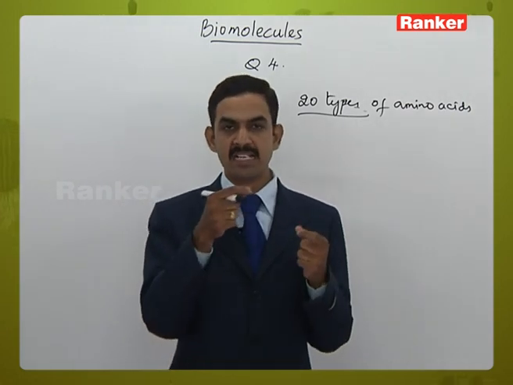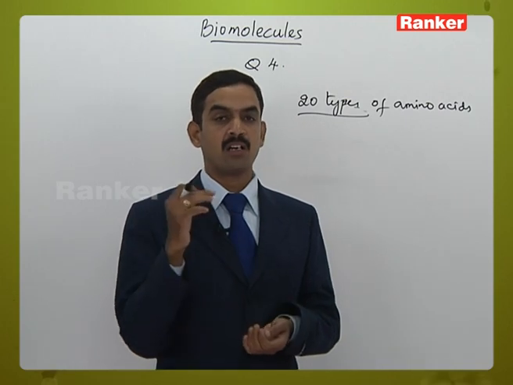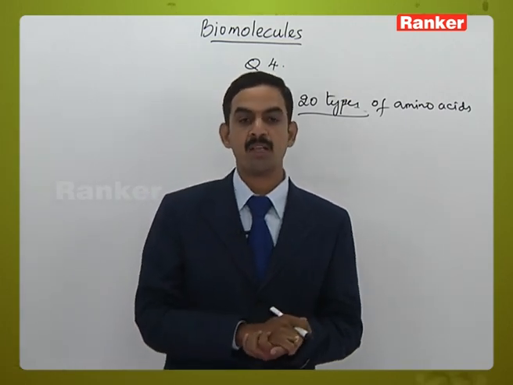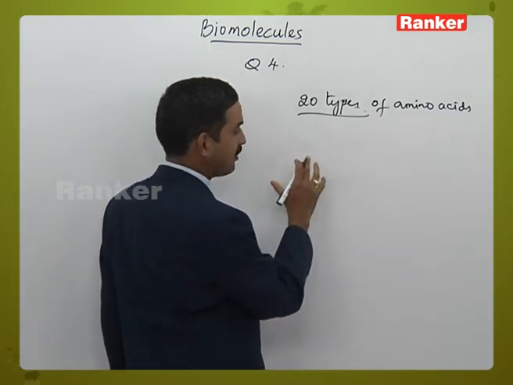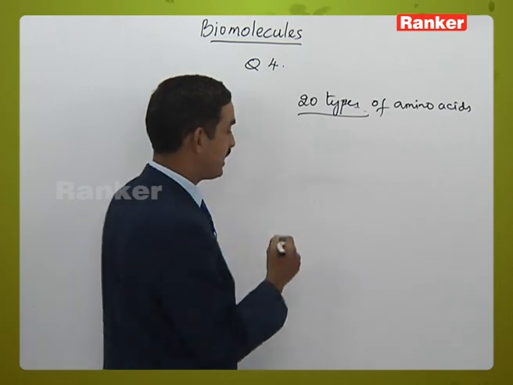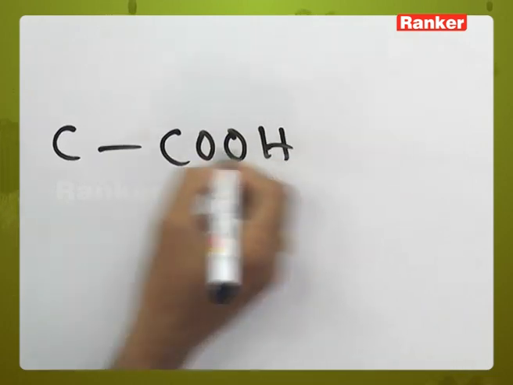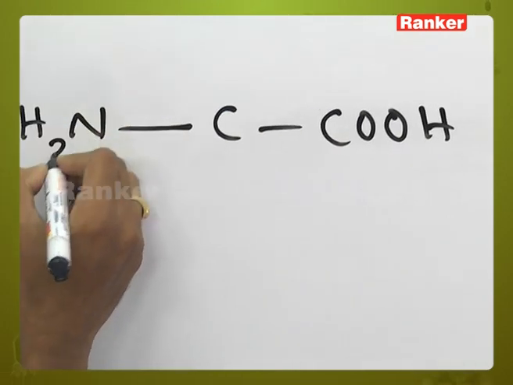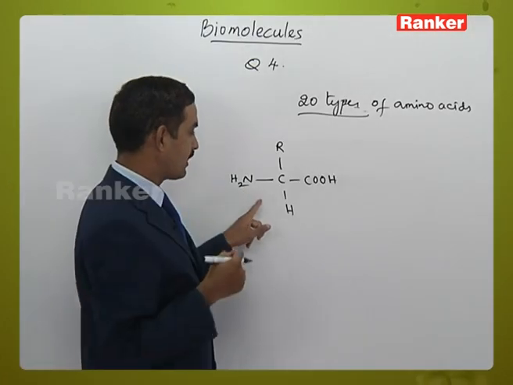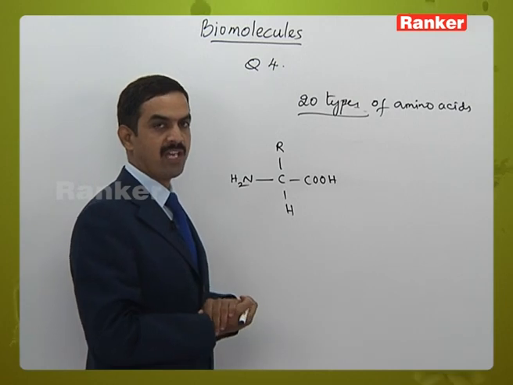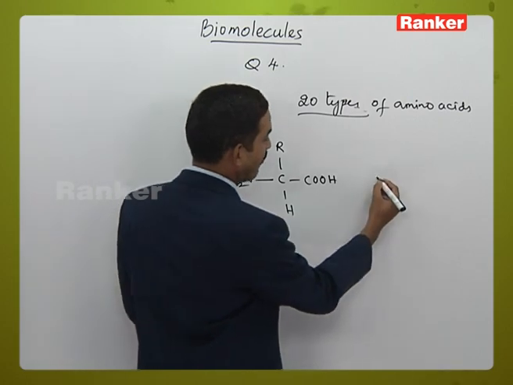And how does the protein form a chain-like structure? It is by a special type of strong bond, called a peptide bond. And how is a peptide bond formed? For example, if you take one part of the example here, this is the basic molecular structure of an amino acid. Consider this is one amino acid and one more amino acid is there here.